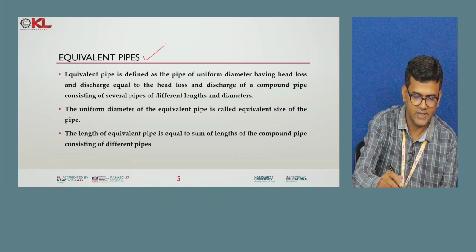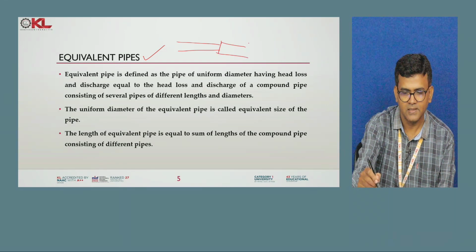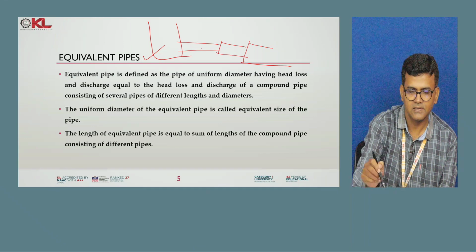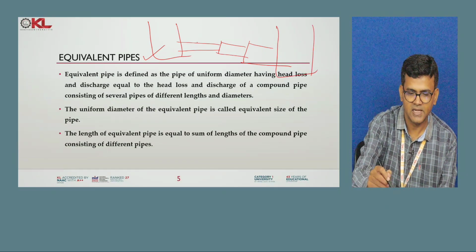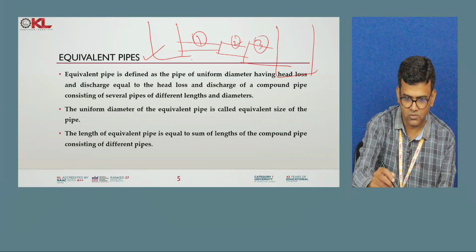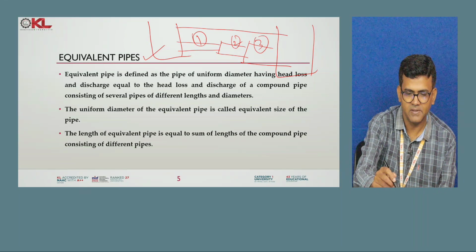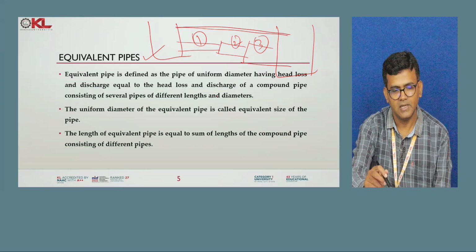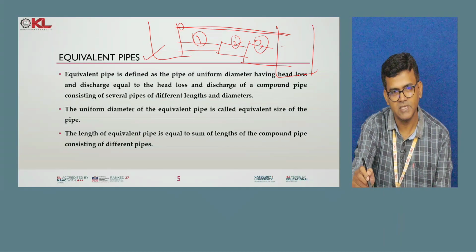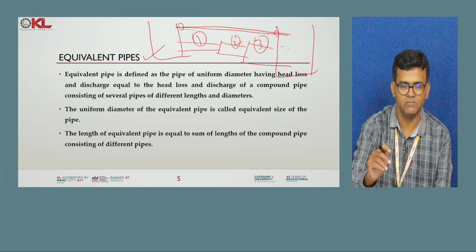Now coming to the equivalent pipe. When the pipes are connected in series, suppose tank A, tank B is there, and pipe 1, pipe 2, pipe 3 are there. These pipes connected in series can be replaced by a single pipe, and that pipe will have the same diameter from start to end. That is called the equivalent pipe.